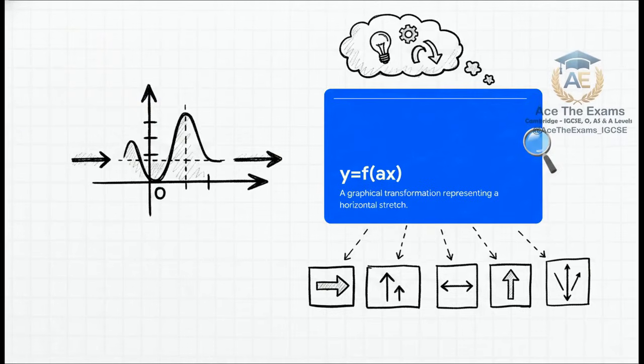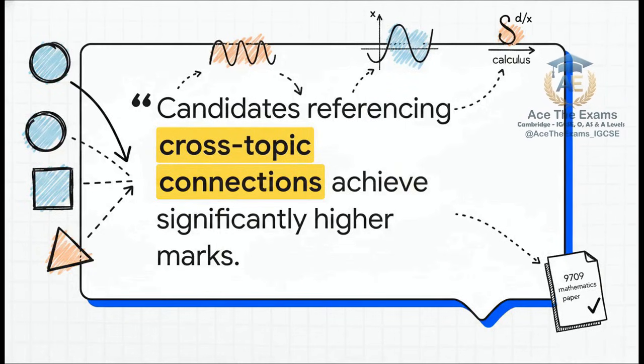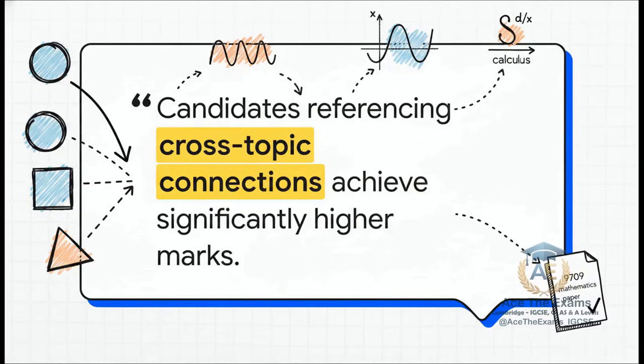And this brilliantly illustrates our next major revelation, pulled straight from the pristine text of the principal examiner reports. The examiners explicitly state, quote, "Candidates referencing cross-topic connections achieve significantly higher marks." What does that mean for your strategy? It means that integrating these four distinct transformations with other syllabus areas, like trigonometry or calculus, is your serene path to unlocking the highest tiers. You don't just learn functions in a vacuum. You learn them as a universal, interconnected language that applies across the entire 9709 mathematics paper.